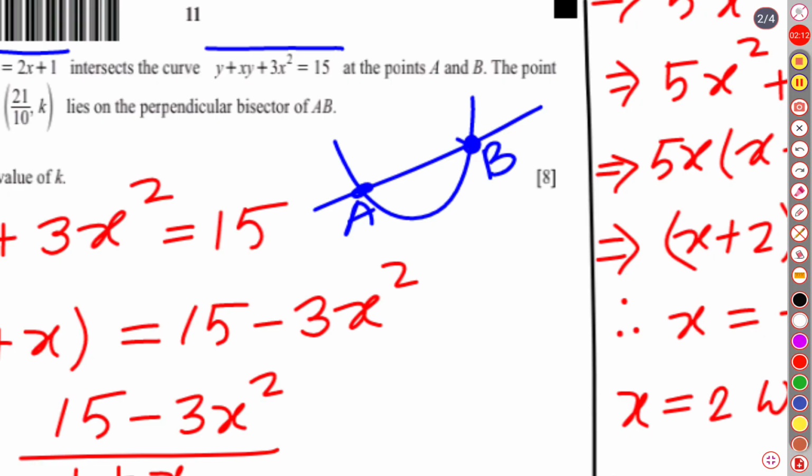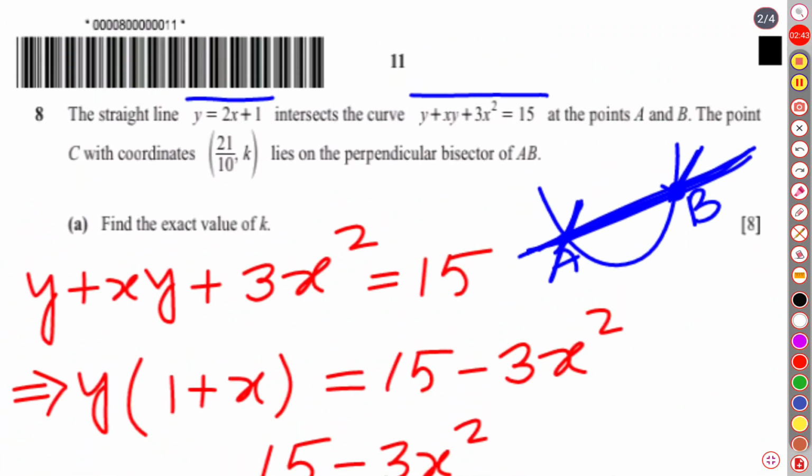So what can we do? As the line AB intersects the curve, they definitely have a common point at A as well as B. That means common coordinates for both the curve and the straight line. And the equation of the curve is given. Let us find the equation of the curve in standard form.